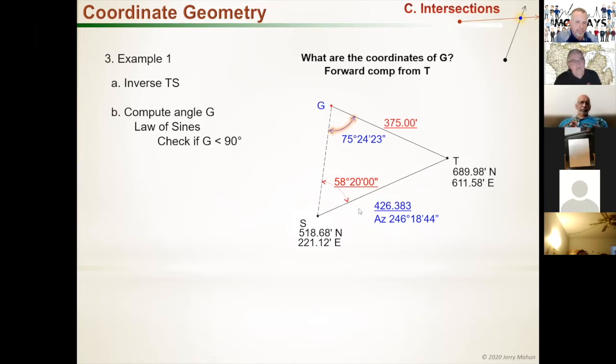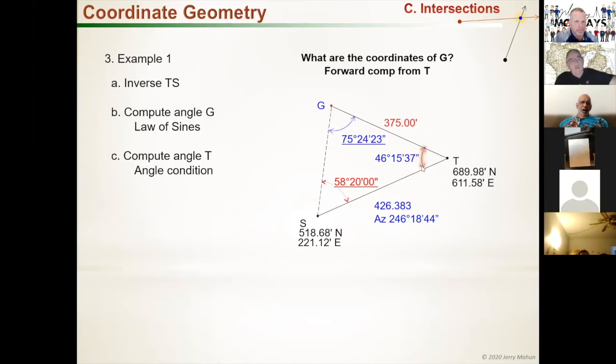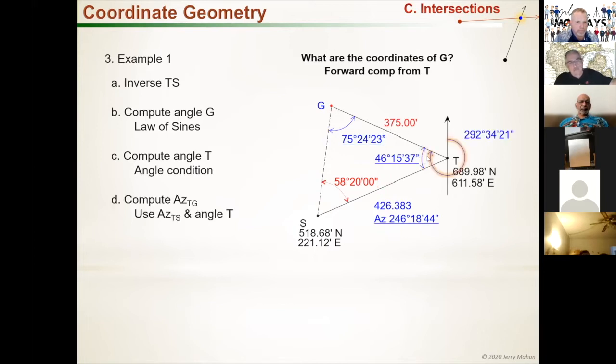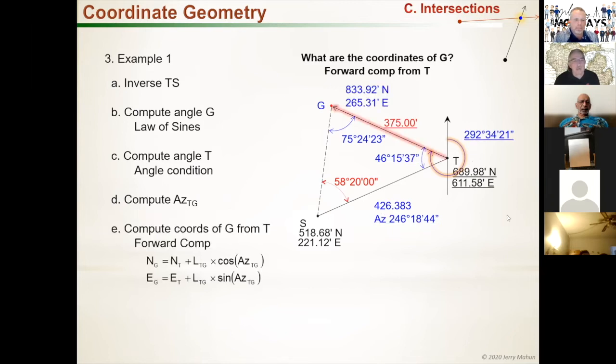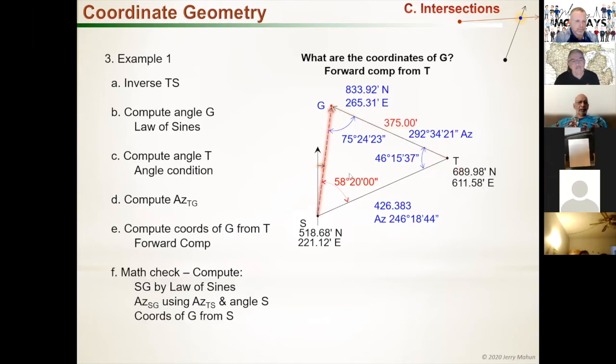So in this case, we'll accept that angle, which means that this angle down here, using the angle condition, 180 minus this plus this gives us this. Now we have an angle and we have a direction. We can compute the direction of this line, and we have the distance from here. We can now do the forward calculation from there to there to get the coordinates of point G. And if we want, we can do the math check from point S, simply by computing this side right here and then using the forward calculation there.